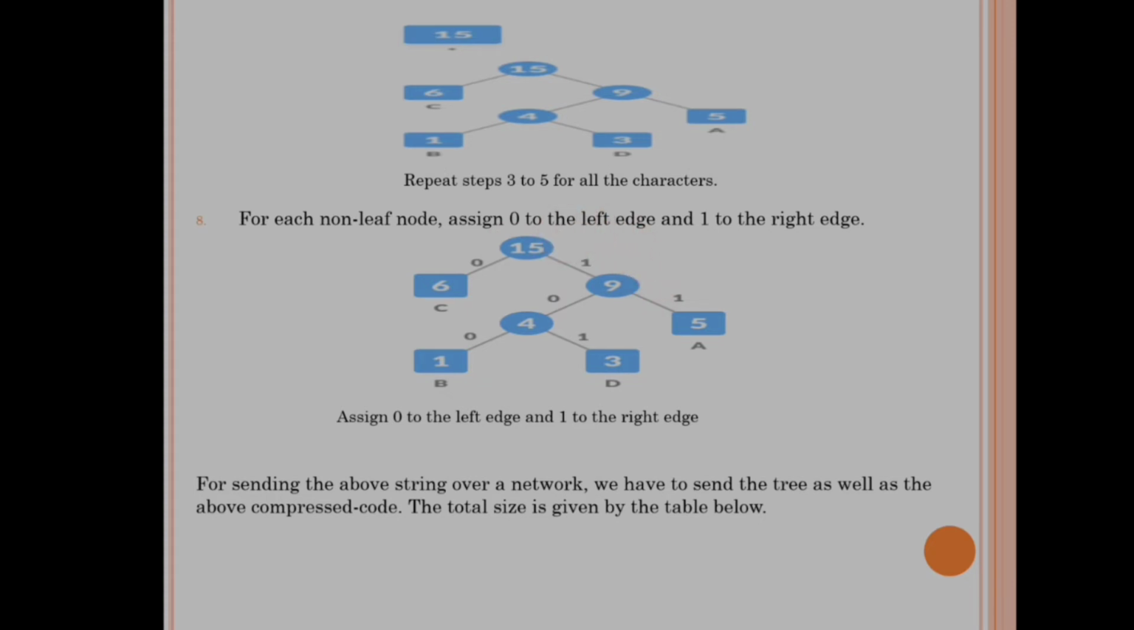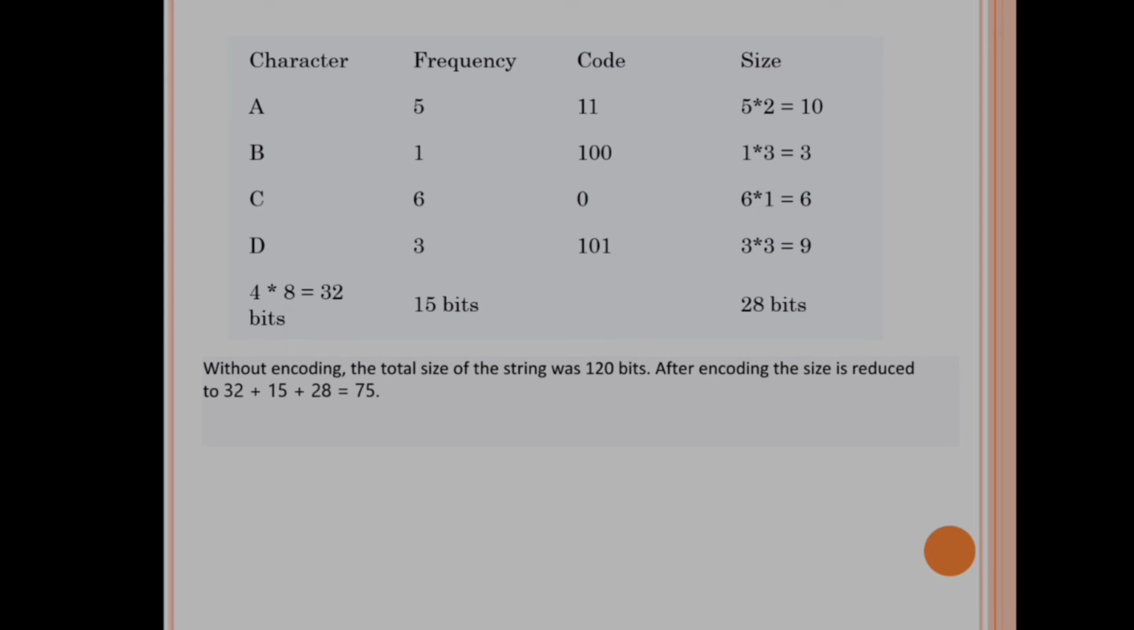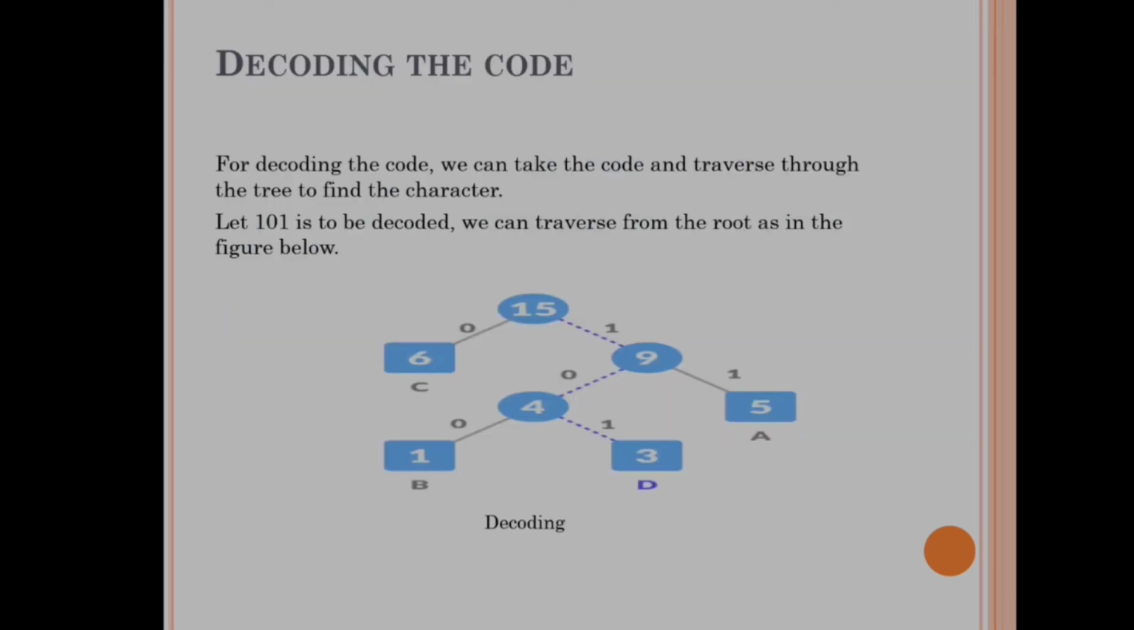For sending our string to a network, we have to send the tree as well, because if we do not send the tree, then decoding cannot be done without using the tree. That's why we have to send the tree. We have to send the tree and this table.